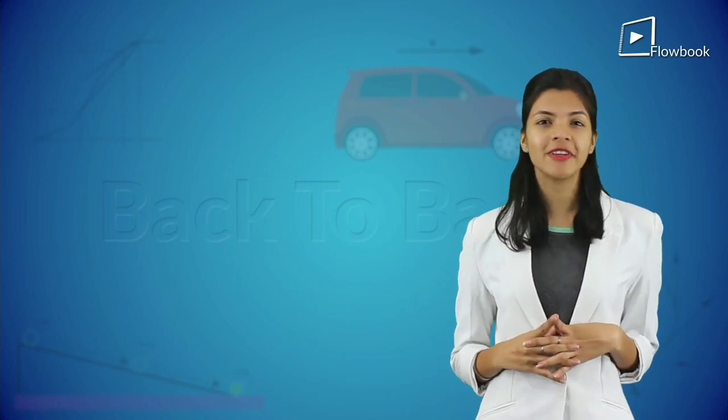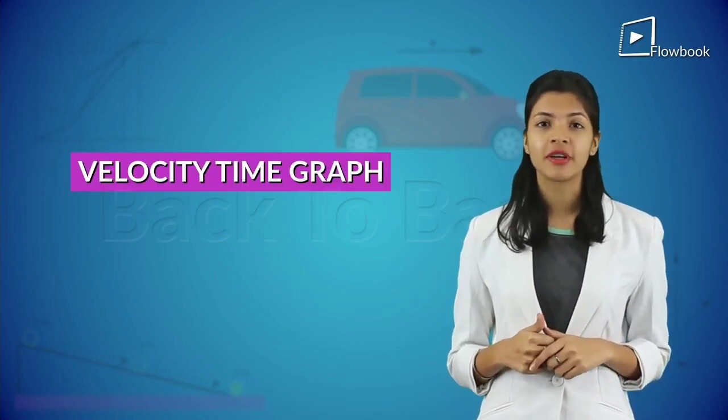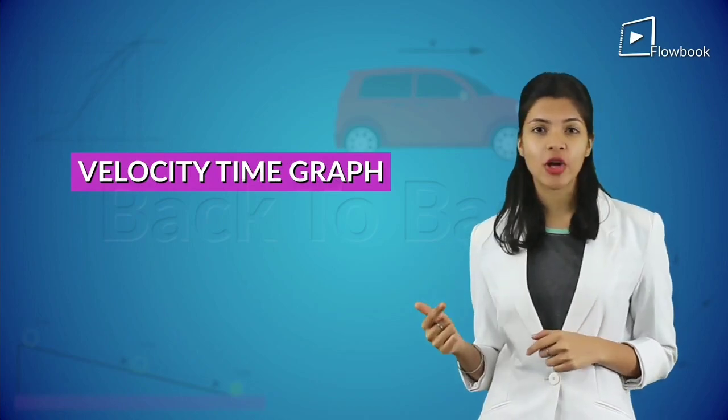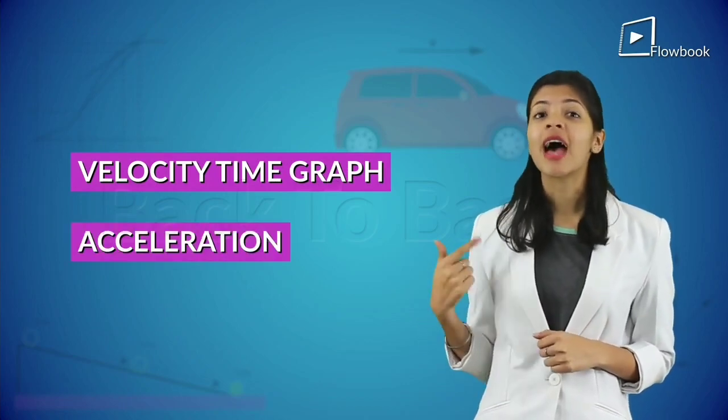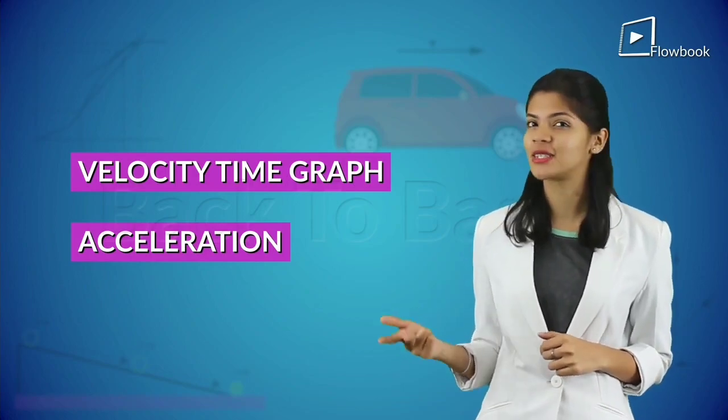So, what have we learned today? We learned about velocity time graph and how the slope of velocity time graph gives us acceleration and the area under the velocity time curve gives us displacement.